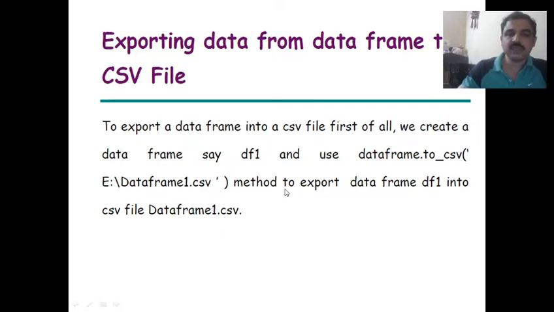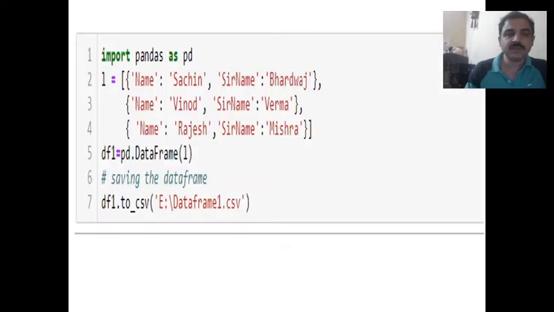So this method is used to export data frame df1 into the CSV file called data frame 1. This is how data will be transferred from a data frame to a CSV file. Here we'll just see an example.